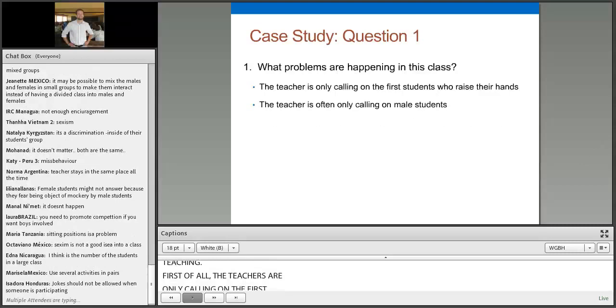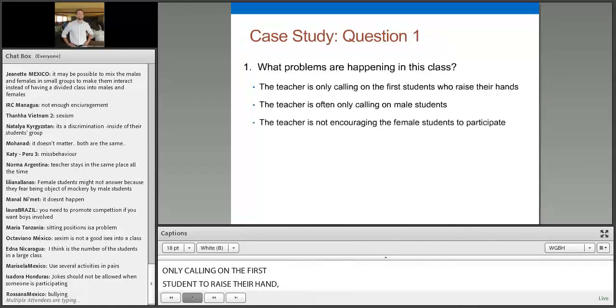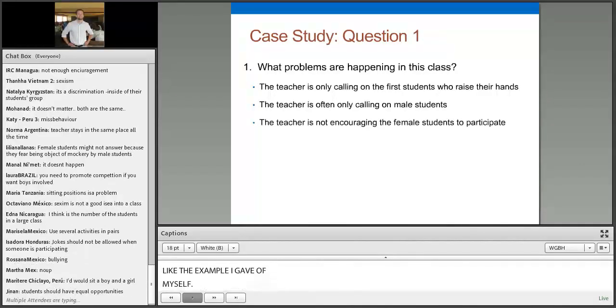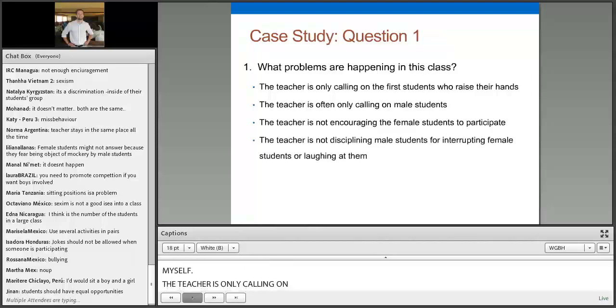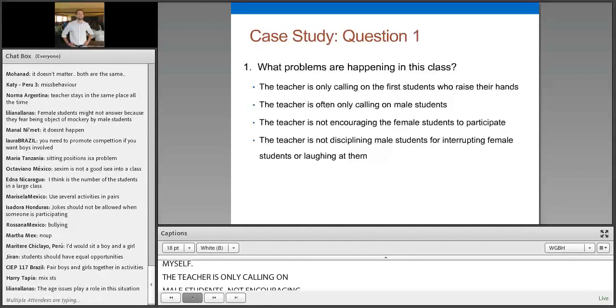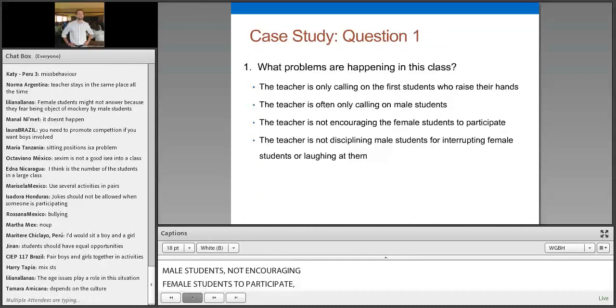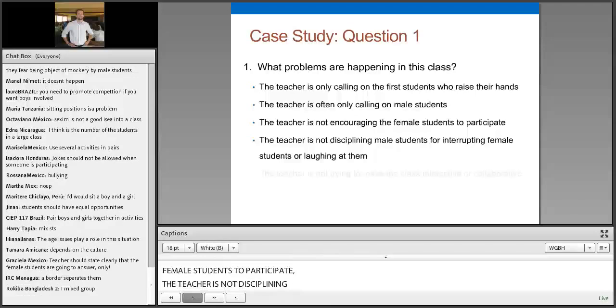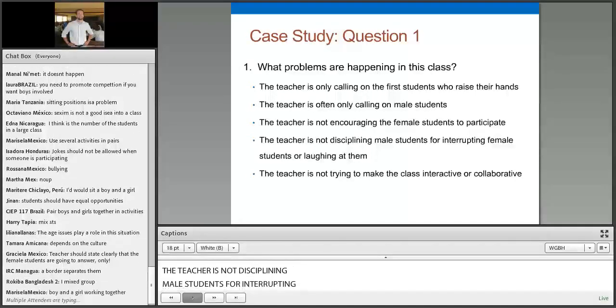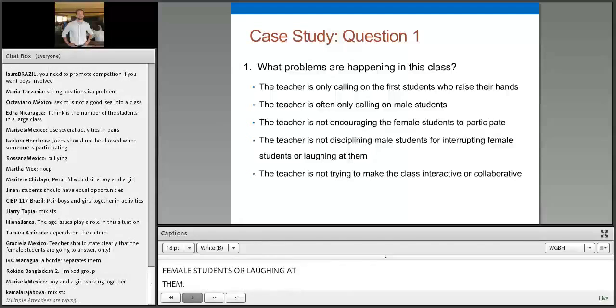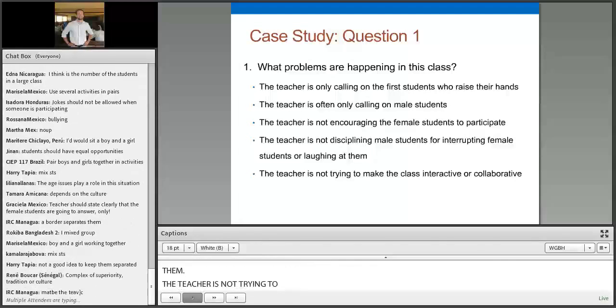The teacher is often only calling on male students. The teacher is not encouraging the female students to participate. The teacher is not disciplining male students for interrupting female students or laughing at them. And I just see that one comment was about respect, and that's true. There's a lack of respect, and the teacher is not intervening. And also, the teacher is not trying to make the class interactive or collaborative.